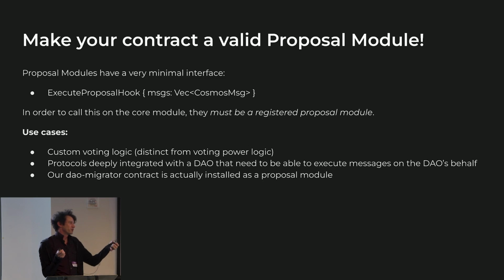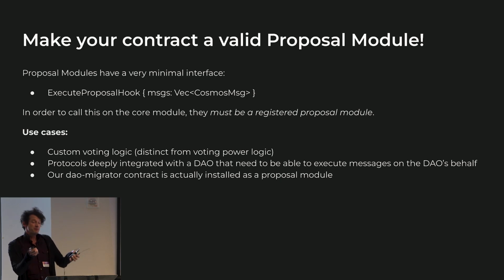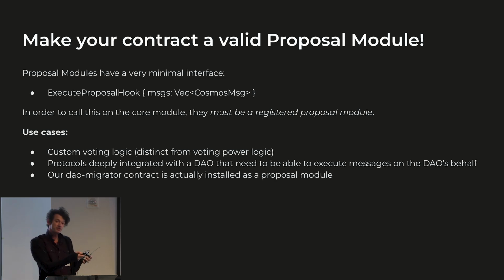And so what are some use cases you could do with this? Well, you could fork one of the existing examples and do custom voting logic, right? That'd be the biggest one. Maybe you have a protocol that's deeply integrated with your DAO, and you want that protocol to be able to execute messages on behalf of the DAO itself.